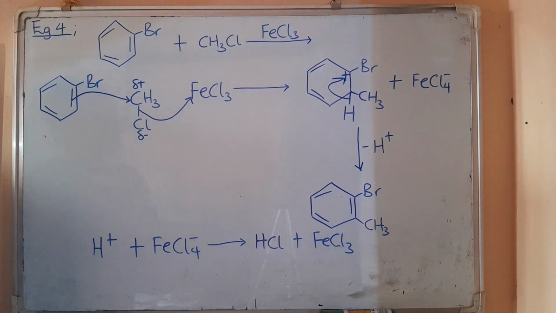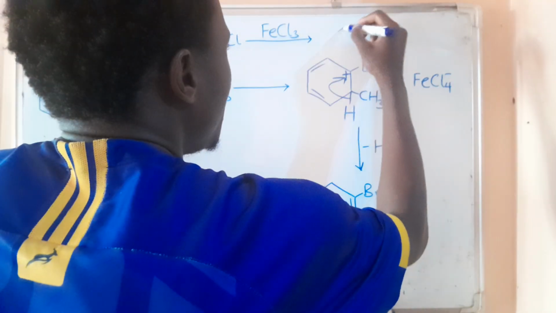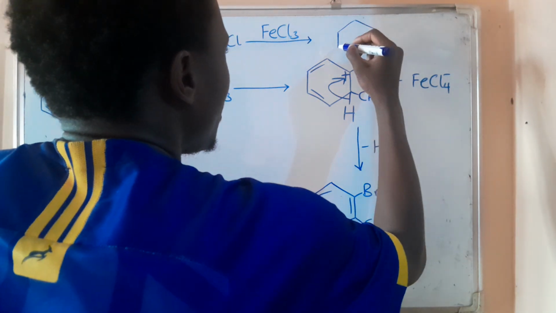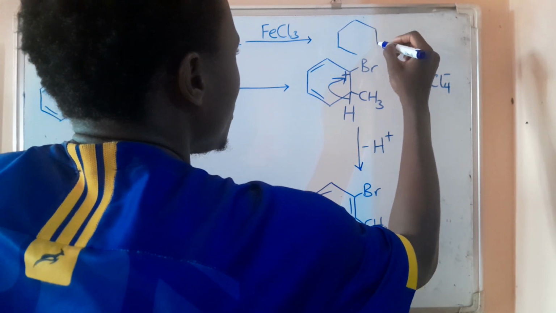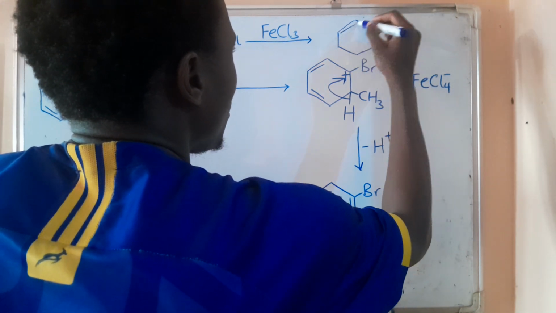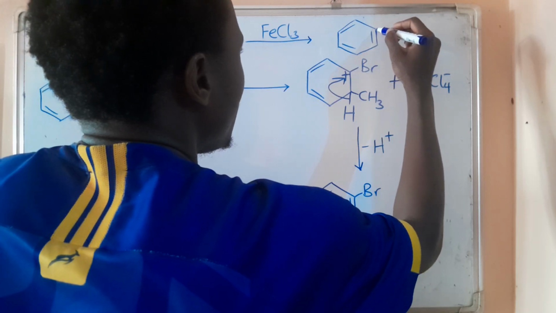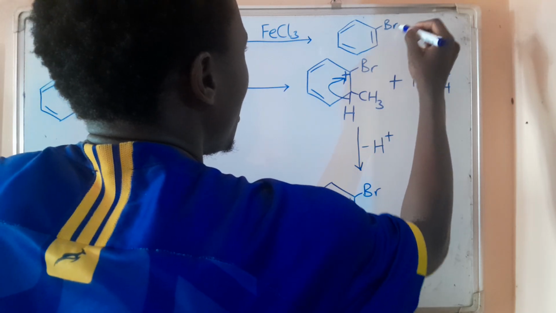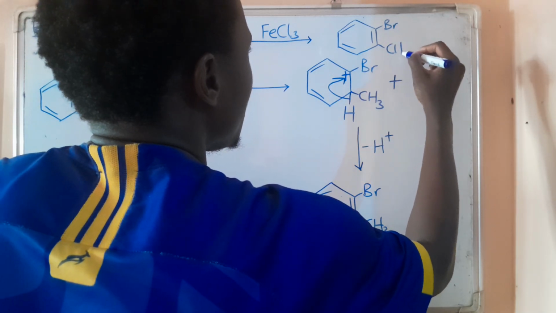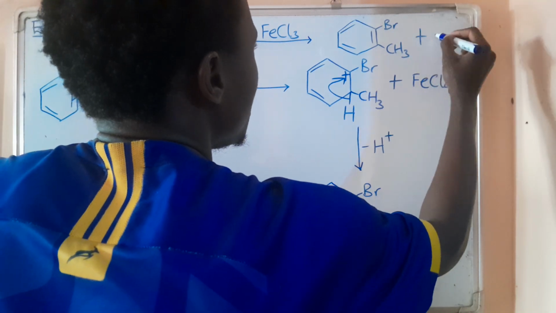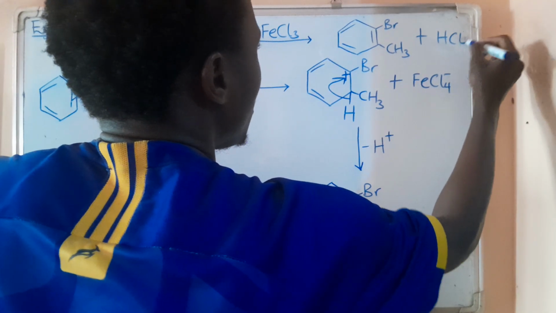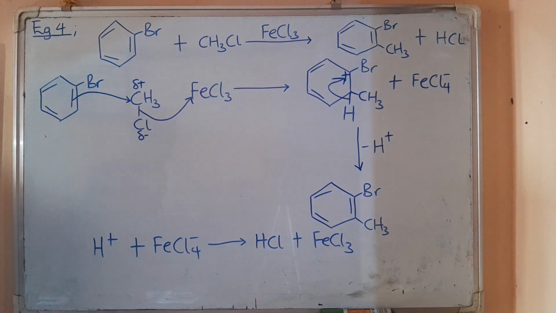So it is formed back, implying that it did not participate directly in the reaction. It was serving a certain purpose. So I now complete. Do not always forget to complete the equation for the reaction. So we have BrCH3 plus hydrogen chloride.